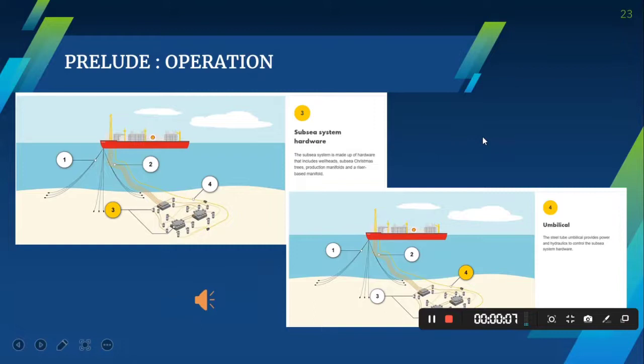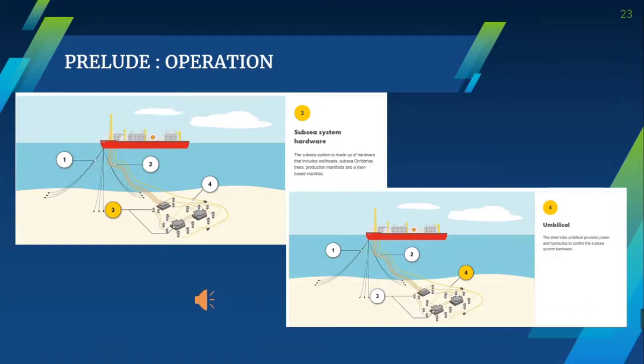Next, on the third picture, is the subsea system hardware. The subsea system is made up of hardware that includes wellheads, subsea Christmas trees, production manifolds, and riser-based manifolds. While the fourth picture is the umbilical. The steel tube umbilical provides power and hydraulics to control the subsea system hardware.